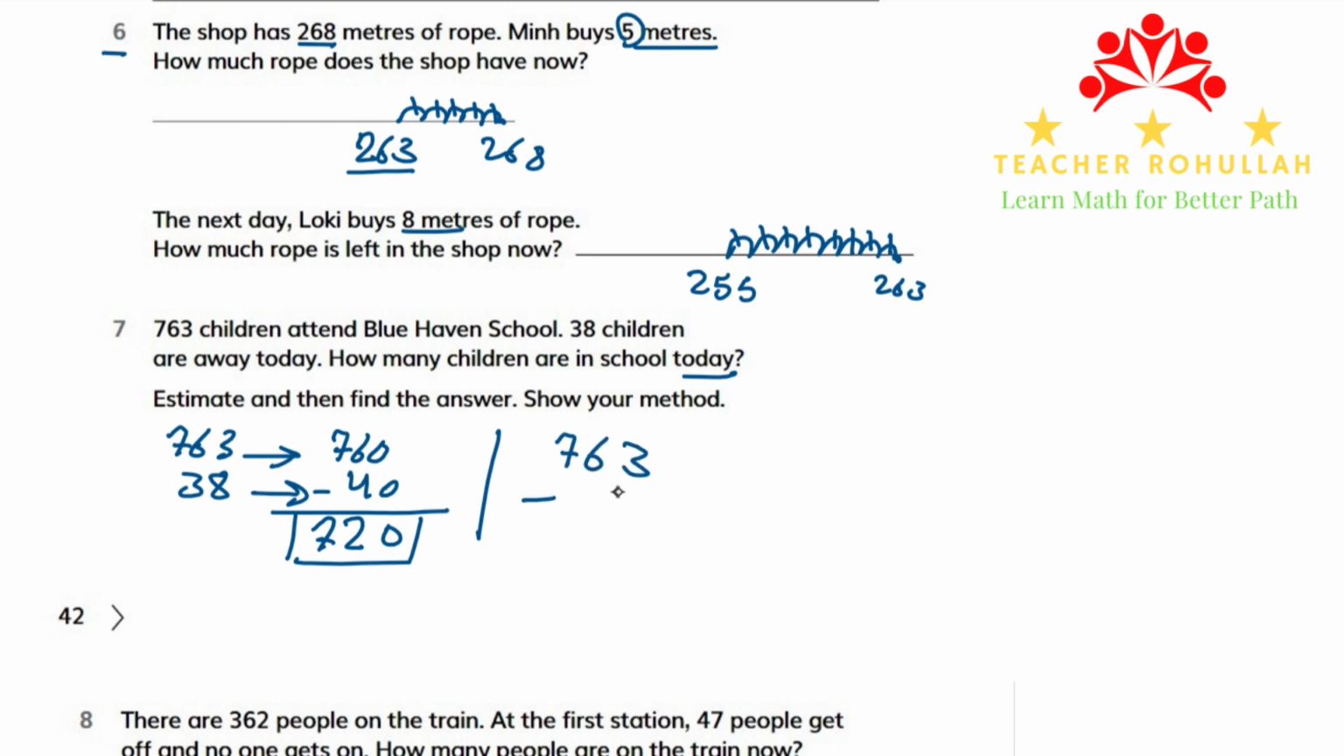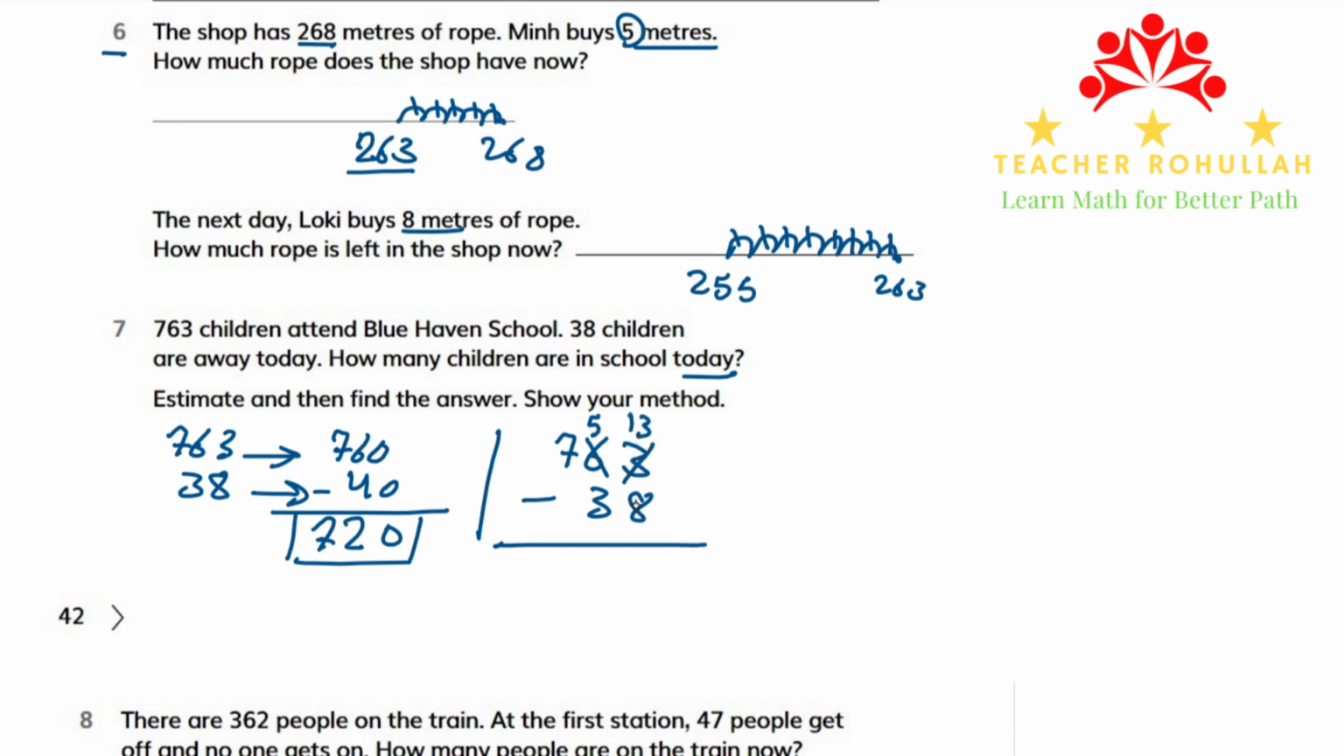763 minus 38. So here we have to use regrouping because 8 cannot be subtracted from 3. 8 is more than 3. To regroup, we borrow from the tens place. If we borrow 1, 5 will be left here, and we will have 13 here in the ones place.